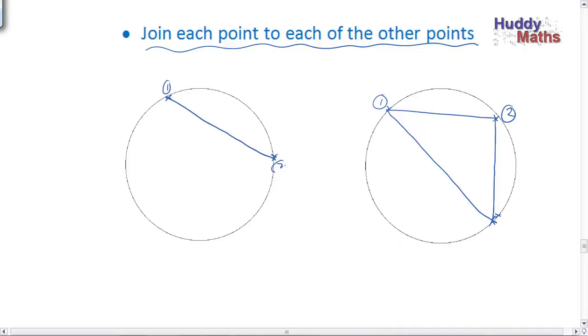Okay, you need to have a system because this is going to get fairly complicated. So start with a point, join it to the other two, go to the next point, and join it to whatever's left. Okay, so it had to be joined 2 to 3. You must join each point to each of the other points. All right, got it? Let's go down.